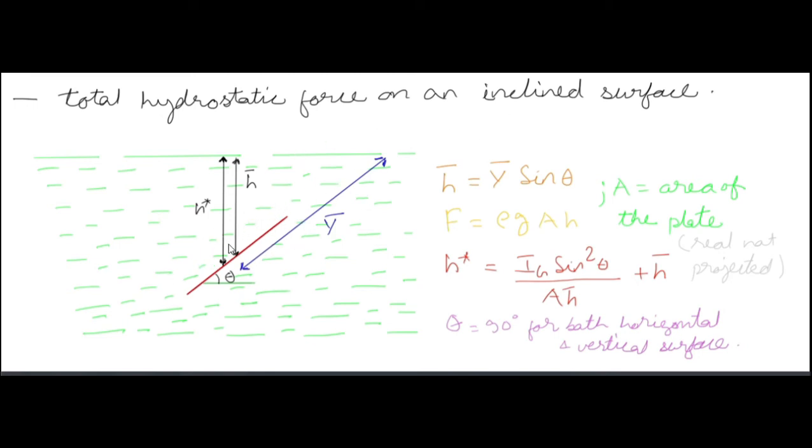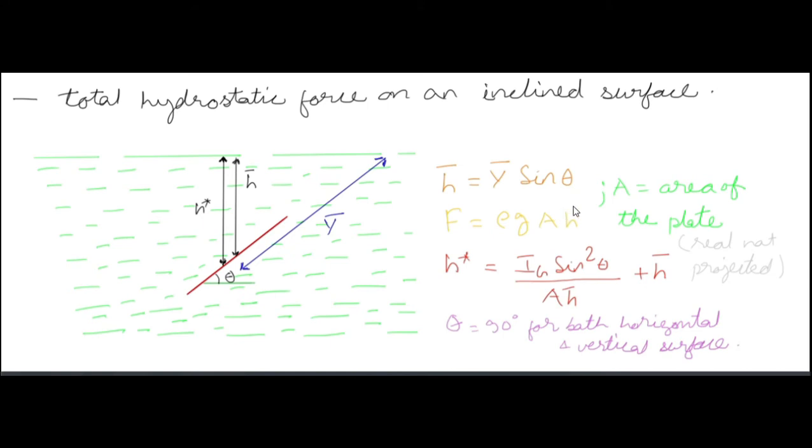So A is the area of the plate, and total hydrostatic force is equal to rho g A h bar. So h bar is there. As we have been computing, the total hydrostatic force is equal to rho g A h bar, and center of pressure is equal to Ig sine square theta by A h bar plus h bar. So you have to compute center of pressure from this. So center of pressure is always greater than h bar. Center of pressure is always at more depth than the centroid. So you have to change this h into h bar.